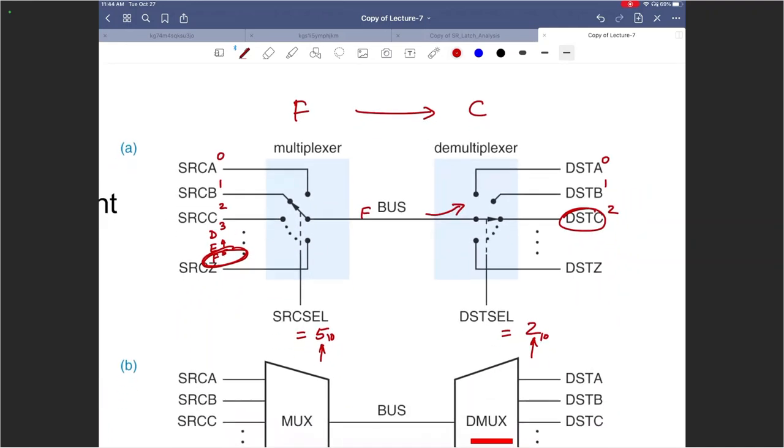Now let us take a look at this. How many select lines would you need? How many bits of select lines? Log 2 to the base z. Okay, that works. What is that though? Can 4 work? Can 5 work? Should be 5, right? Yes. Because I need at least 32. I have until 26. So I at least need 5 bits to do the select.